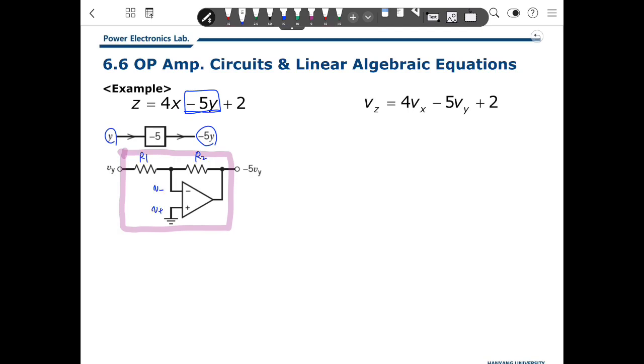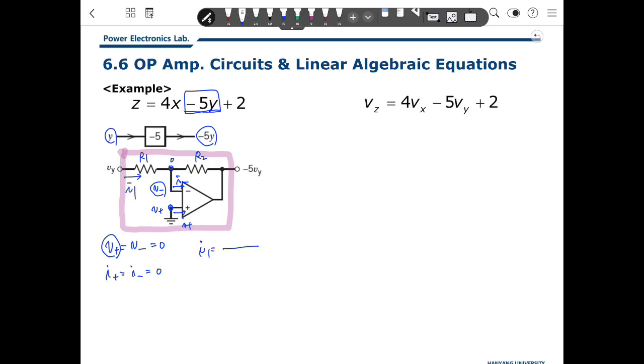This is the V plus, V minus. This current is I plus. This current is I minus. Then V plus equals V minus, and I plus equals I minus, which is 0. So based on this location, we know that V plus is 0. Therefore, V minus is 0. So we can calculate it.